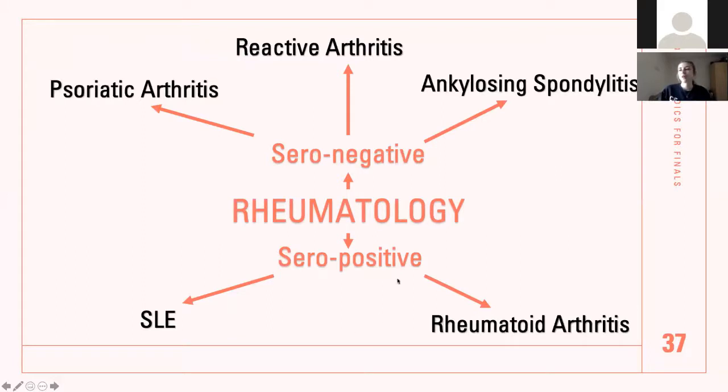So just to look at this diagram again, seropositive means having the presence of rheumatoid factor or anti-CCP antibodies. Examples of these are SLE and rheumatoid arthritis. But seronegative means rheumatoid factor isn't present and anti-CCP antibodies aren't present. So that's psoriatic arthritis, reactive arthritis, and also ankylosing spondylitis. We don't have time to talk about ankylosing spondylitis today, but if anyone's got any questions, you're more than free to email me.